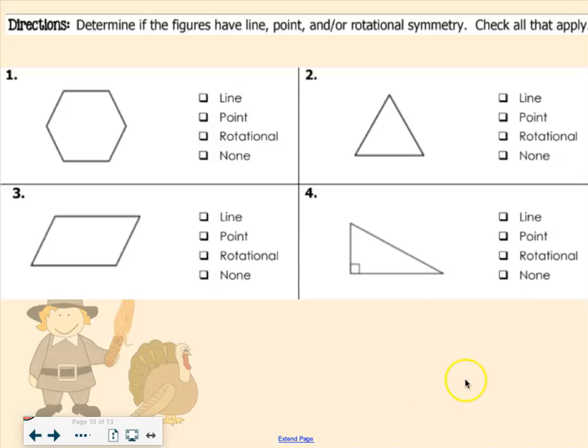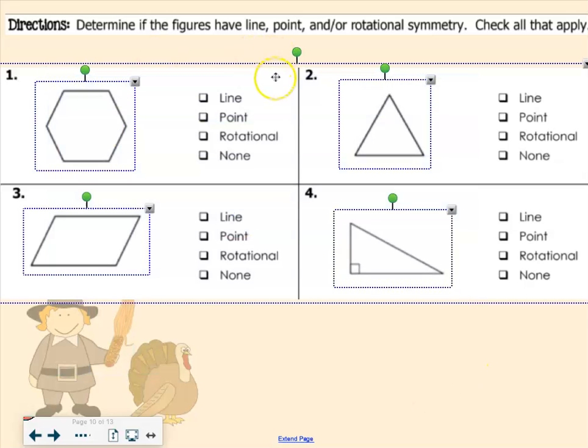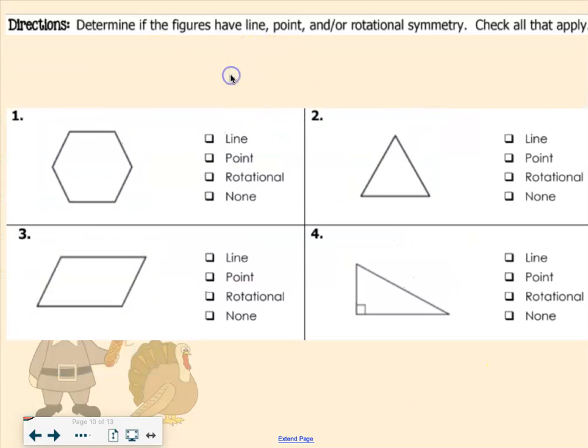Does any of them have all of them? Yeah, number 1 has all 3. So it has line. Where's my line through? Through the middle. Is that the only one? No. Where else? Anywhere at all. Through any of our vertices would work. So it has line. Check.